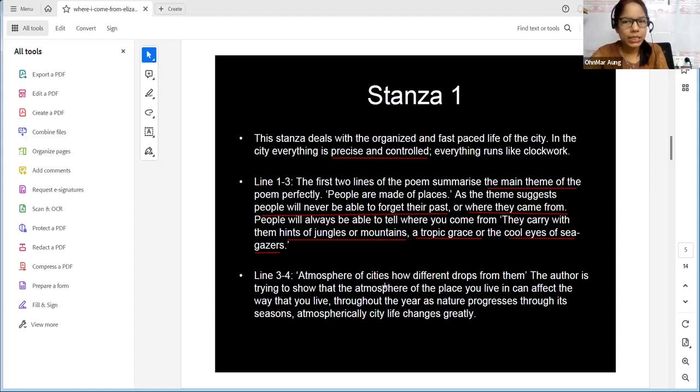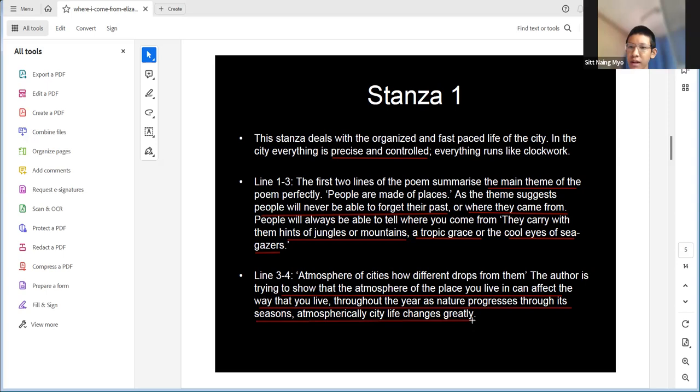So atmosphere of cities, how different drops from them. Line 3 and 4. Atmospheres of cities have different drops from them. The author is trying to show that the atmosphere of the place you live in can affect the way that you live. Throughout the year, as nature progresses through its seasons, atmospherically, city life changes greatly. Atmosphere, right? The way you speak, the way you behave.